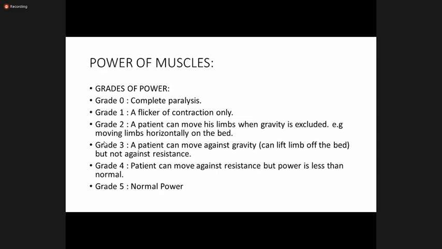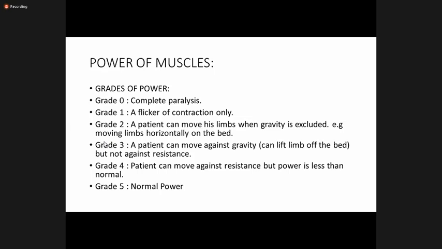In grade 3, a patient can move against gravity, can lift limbs from the bed, but not against resistance. So the patient can move the limb against gravity, but not against resistance. Grade 4, the patient can move against resistance, but power is less than normal. And grade 5 is normal power.